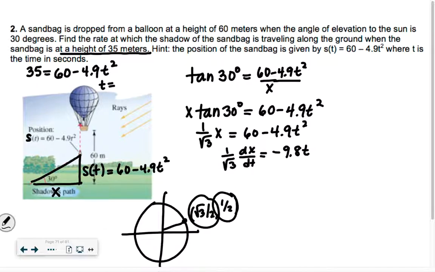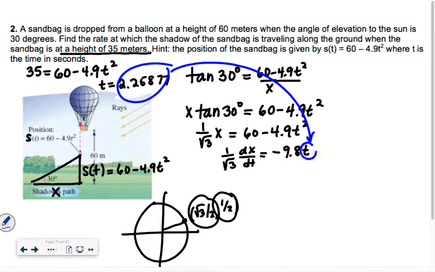So I get t equals, I'm going to take the square root of the 5.1 number. Did you guys all get the 5.1 number? So I get 2.2587 something. I'm going to take that number and replace t with it. So I get negative 9.8 times my answer. And then how do I get the dx over dt by itself? I multiply by root 3. So I get negative 38.341, and this is in meters per second.